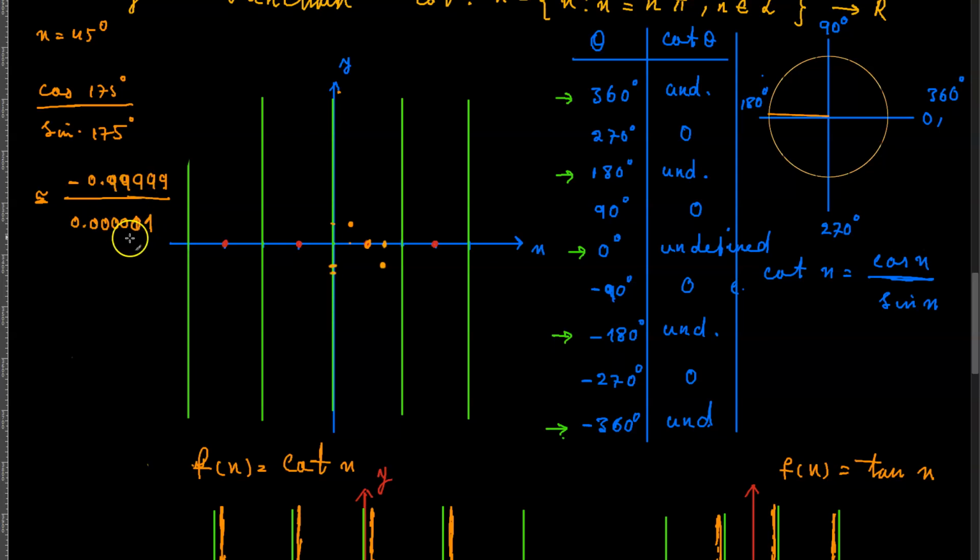Now if I multiply the numerator and denominator by a factor of a million, I will get something like negative 999,999, right? Which means that very close to 180 degrees, the output of the function is very large in magnitude, something like negative 999,999, which is somewhere over here, which means that the function is going to be something like this.